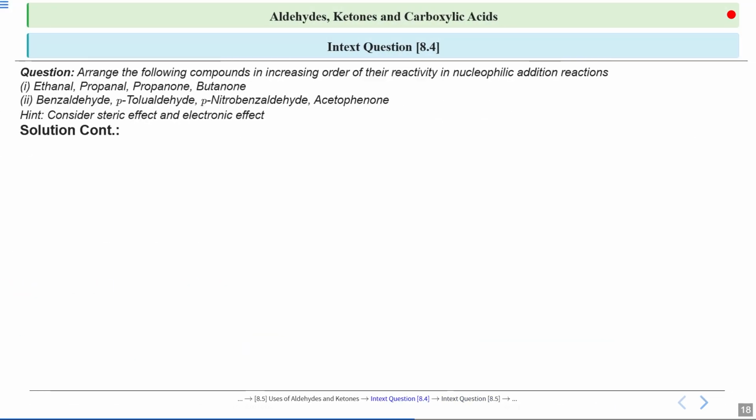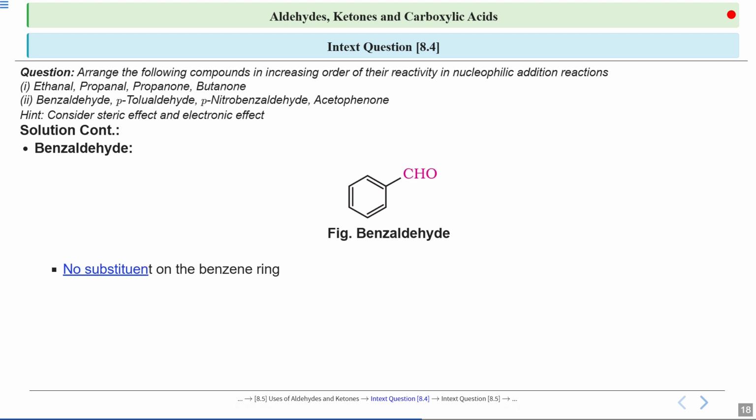Next, we will see the next compound, which is benzaldehyde. In benzaldehyde, an aldehyde group is directly attached to the benzene ring. There is no substituent attached on the benzene ring, just the aldehyde group. So the carbonyl carbon in benzaldehyde has moderate electrophilicity. In the case of para-nitrobenzaldehyde, we saw a nitro group attached. In this case, there is no substituent, so the carbonyl carbon has moderate electrophilicity.